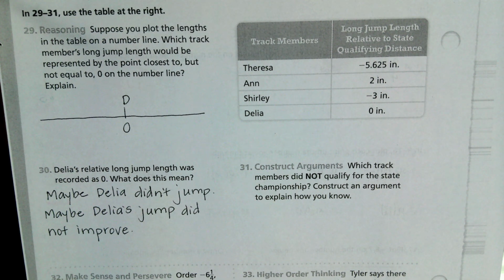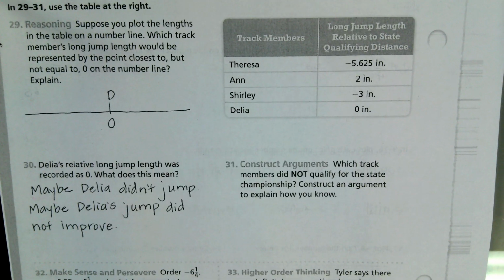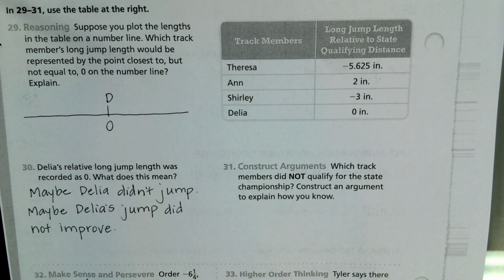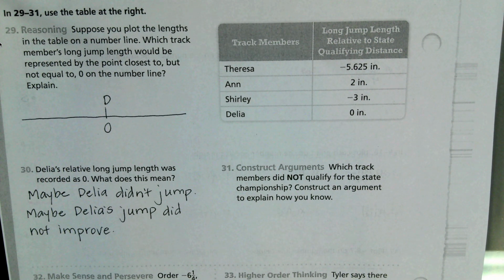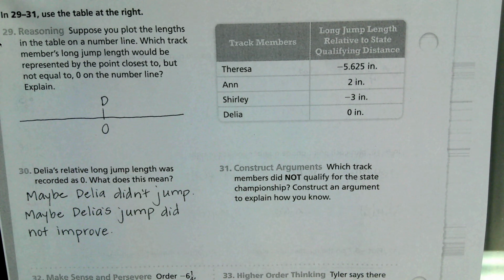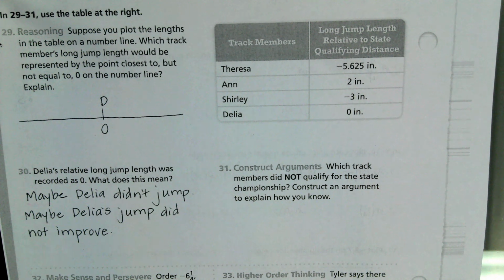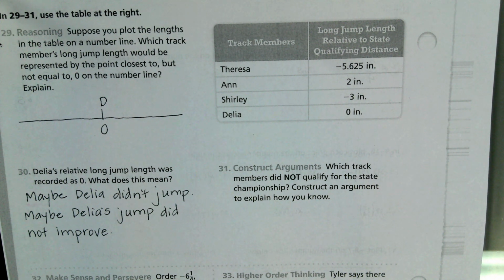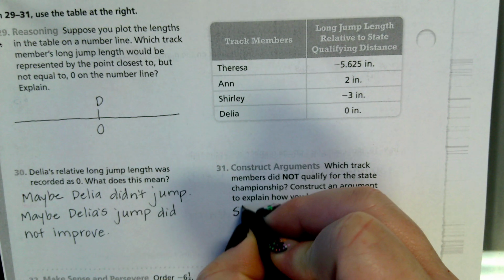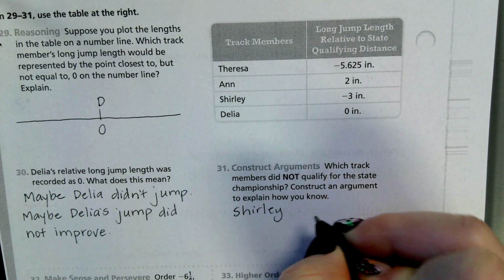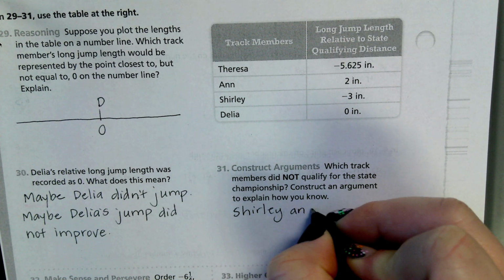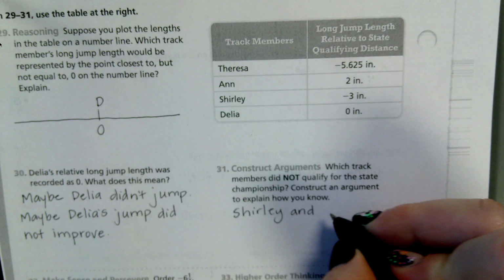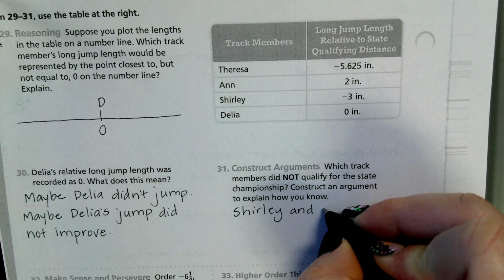Number 31, here's an argument. Which track members did not qualify for the state championship? And then construct an argument to explain how you know. So explain to me. Chloe, who do you think didn't make it? Who do you know for sure did not make it? What do you think, Lucas? Shirley? And? Who else? Shirley and. There's one more person. Nope. General? Teresa.